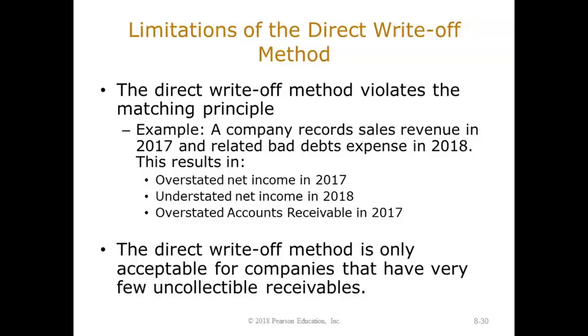But again, if you are a very, very small company and you've got customers that are paying on their accounts, and you might have maybe one or two uncollectible receivables, it's okay to use the direct write-off method. But again, that's probably going to be few and far between. And that's another reason why GAAP does not like the use of the direct write-off method.